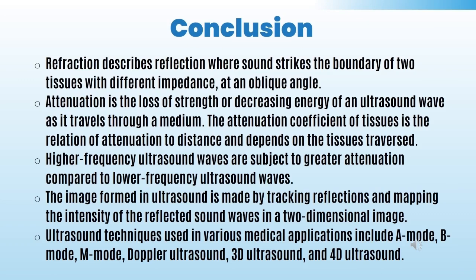Attenuation is the loss of strength or decreasing energy of an ultrasound wave as it travels through a medium. The attenuation coefficient of tissues is the relation of attenuation to distance and depends on the tissues that it traverses. Higher frequency ultrasound waves are subject to greater attenuation compared to lower frequency ultrasound waves. The image formed in ultrasound is made by tracking reflections and mapping the intensity of the reflected sound waves in a two-dimensional image. Ultrasound techniques used in various medical applications include A mode, B mode, M mode, Doppler mode, 3D ultrasound, and 4D ultrasound.